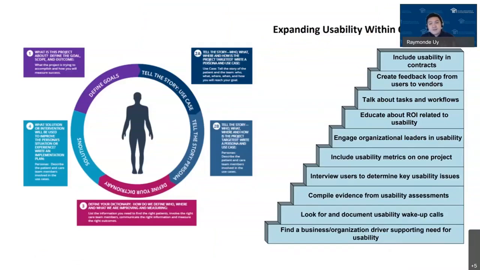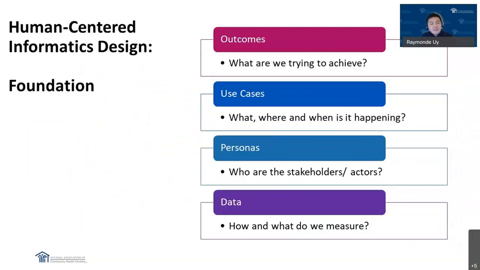And then 2A and 2B, you will see on the right-hand side, would be to interview users to determine usability issues, and including usability metrics for the project would be similar to defining the data dictionary that you will be using, and what questionnaires or what forms or tools are we going to be using to define usability in your EHRs, or not just EHRs but other technologies that you're experiencing in your community health centers. Again, this is basically the foundation.